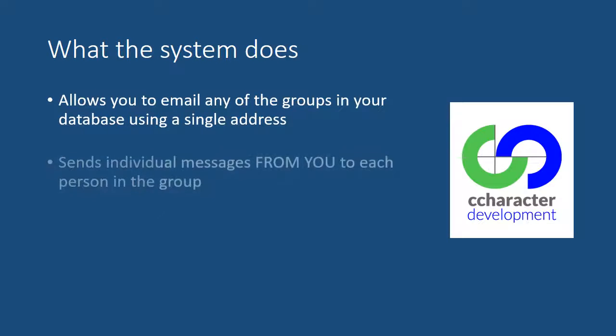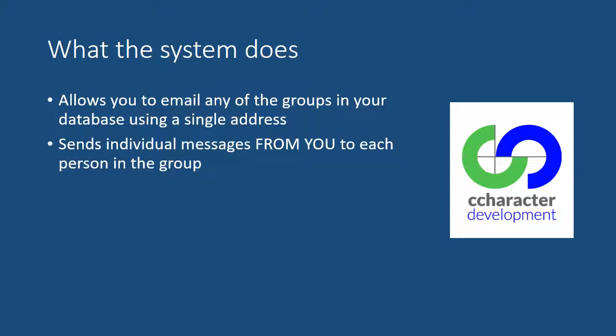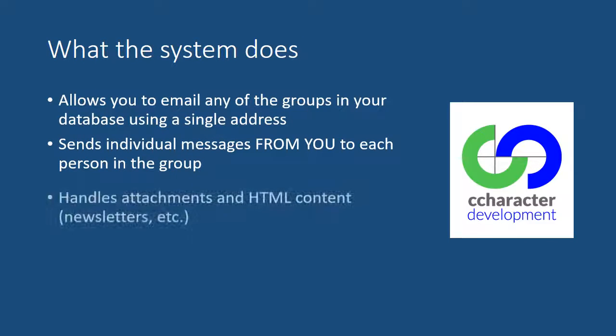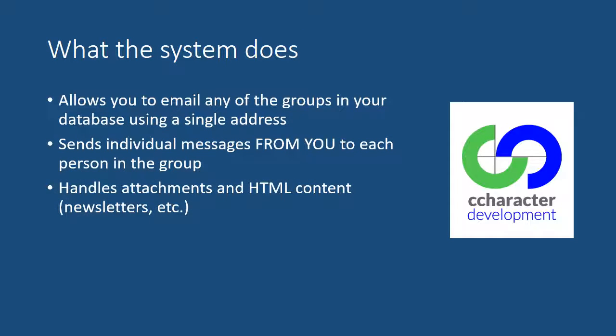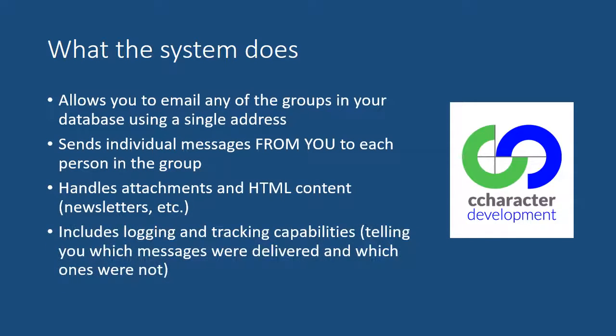The system sends a copy of the message from you to each group member. It preserves attachments and HTML content. Messages are sent using the Mandrill API, which is part of the MailChimp suite of tools. Mandrill provides logging and tracking of individual messages, so we can tell if they're getting through.